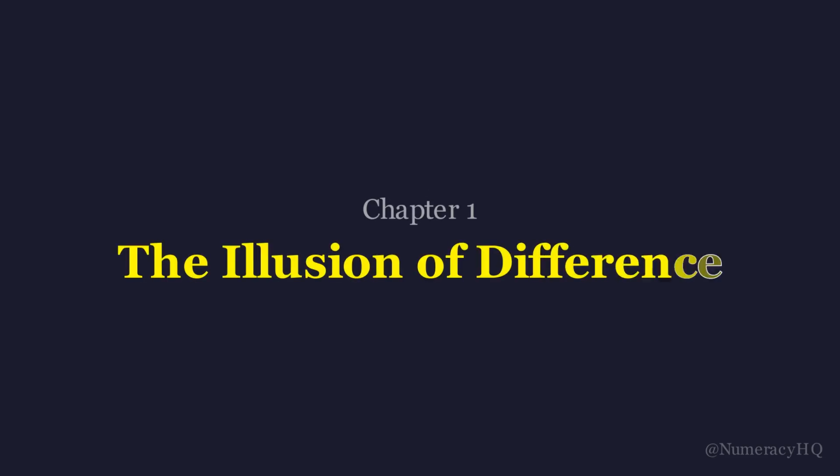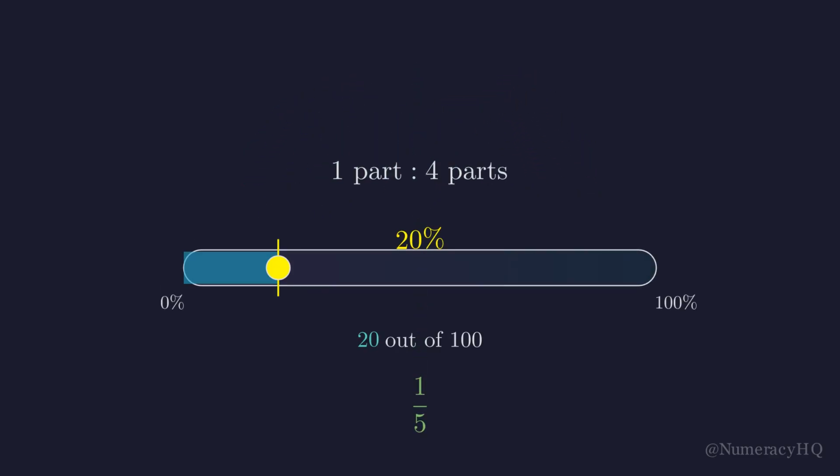Chapter 1. The Illusion of Difference. In school, we treat these three ideas as separate chapters: a ratio, a fraction, a percentage. They live in different parts of the textbook, and at first glance they look nothing alike. But watch what happens when we lay them on one bar: 1 to 4, 1/5, 20%. They are not three different ideas. They are one machine, looked at in three ways.